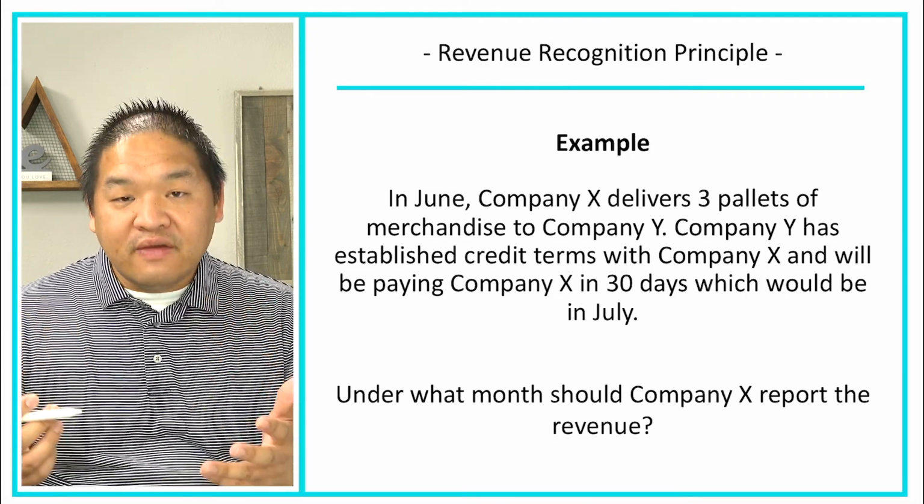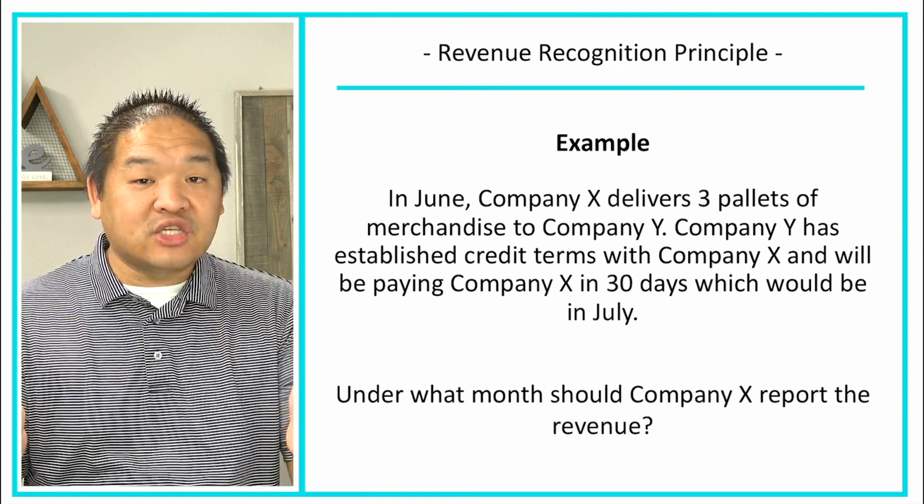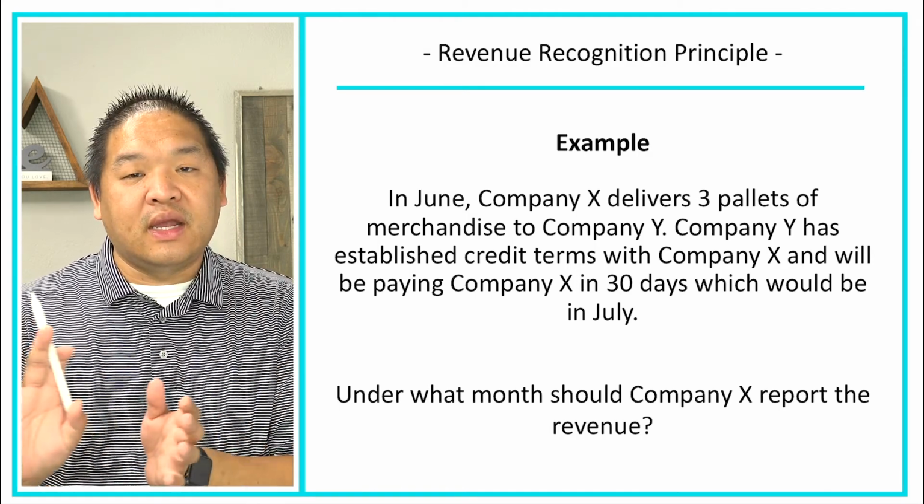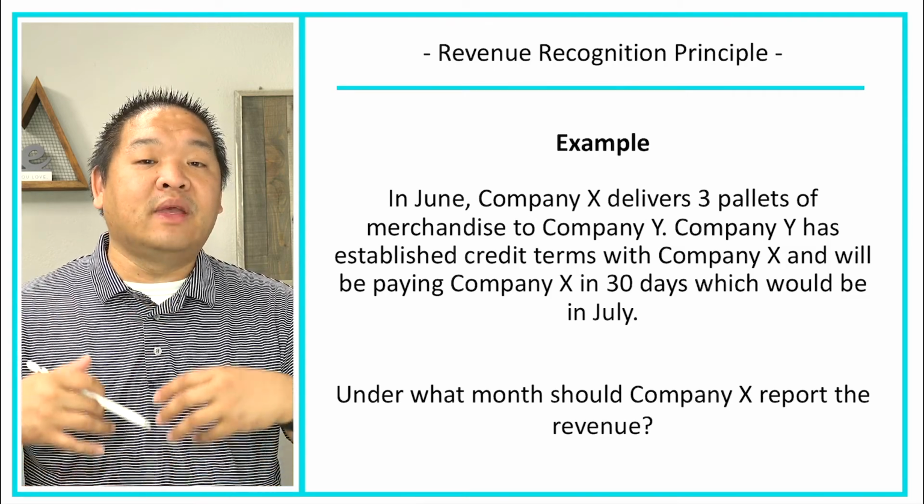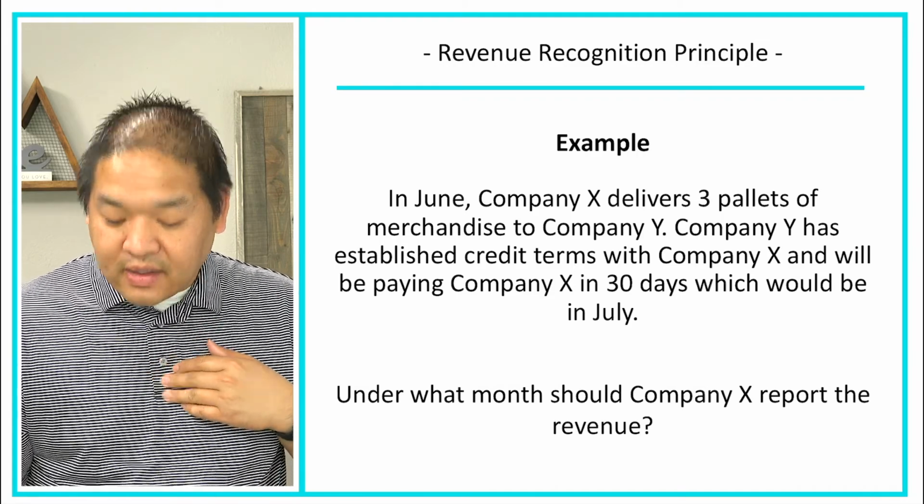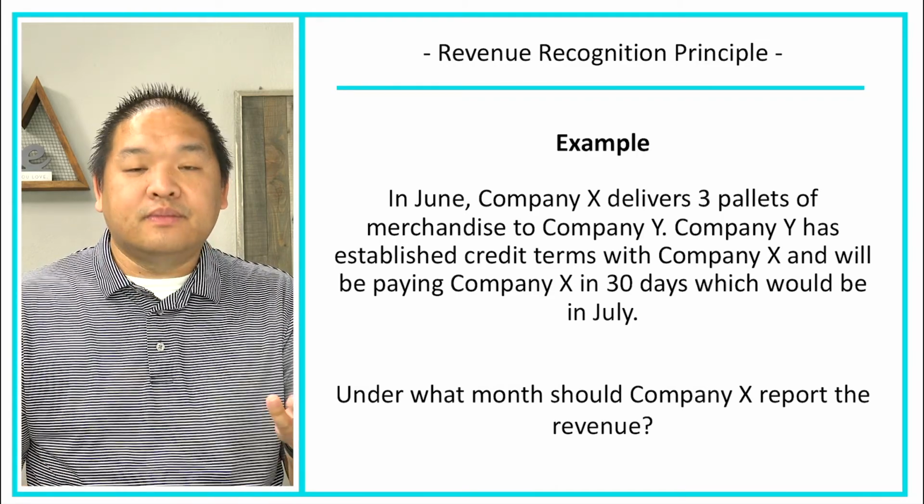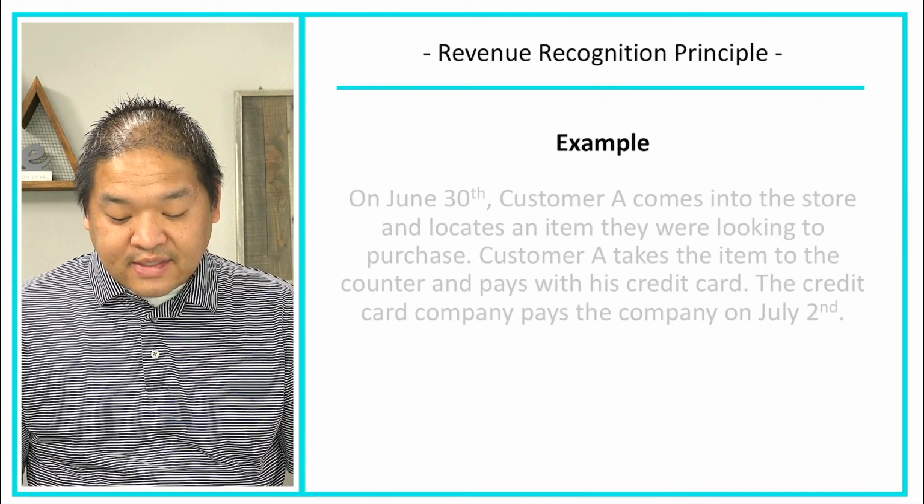And then when we receive the payment, we'll reverse out the accounts receivable by debiting cash because we'll receive cash and crediting accounts receivable to release company Y of the obligation of debt that they have with us, company X. Okay, so when do we report it? In June, when the exchange actually happens. All right, last example here.